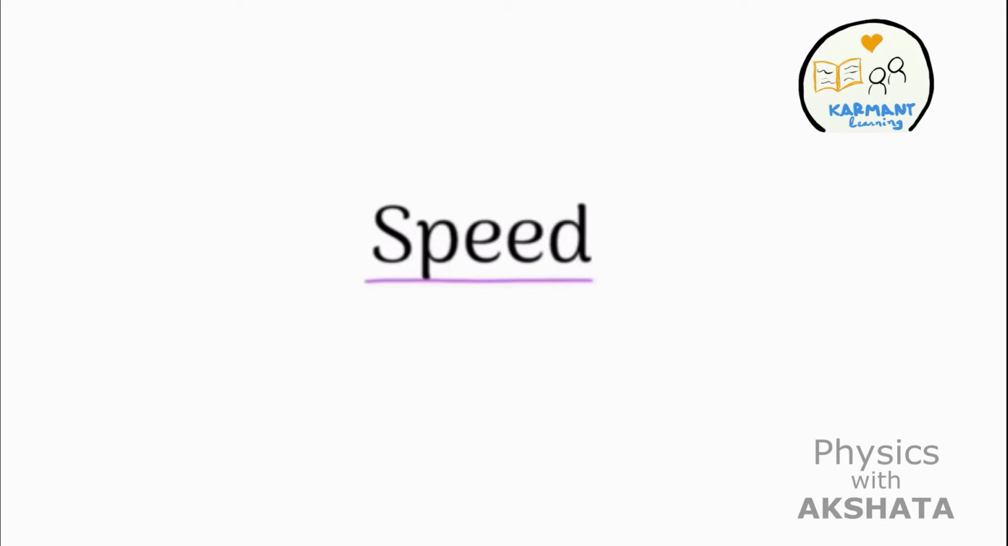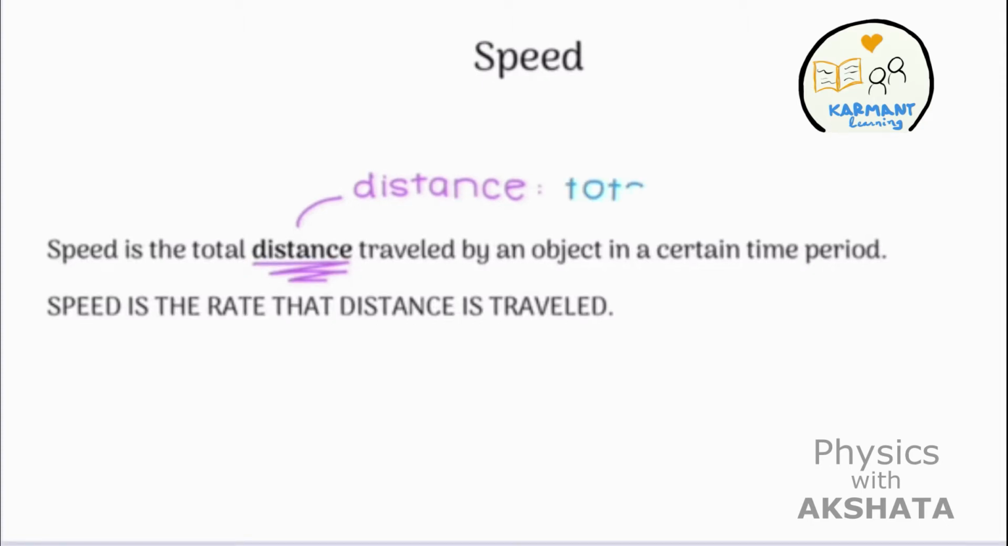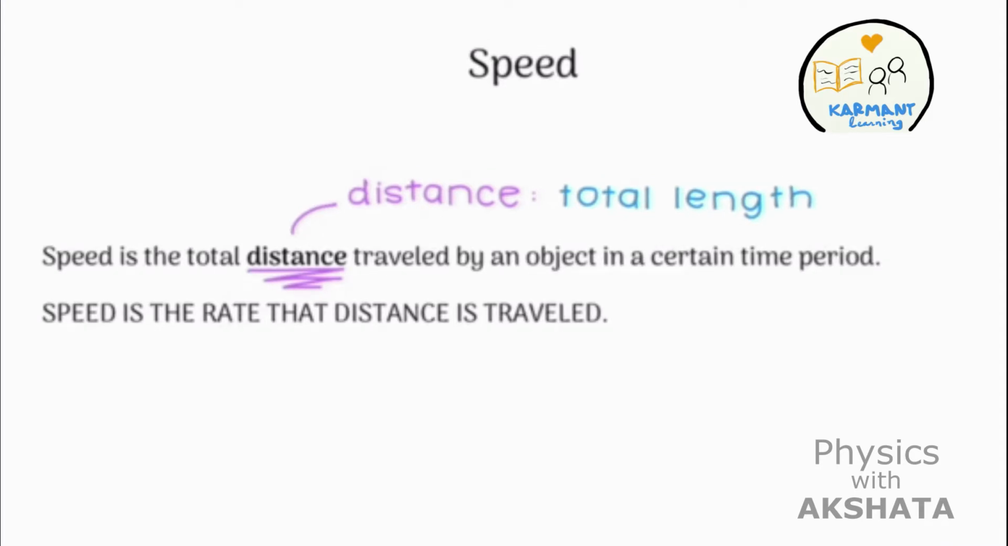So the first thing we're going to cover is speed. Speed is the total distance traveled by an object in a certain time period. Do you guys remember distance? Well, distance is the total length traveled by an object, again, in a certain time period. Another way that we can say this is that speed is the rate that distance is traveled. So basically what I'm saying is speed is distance over time.